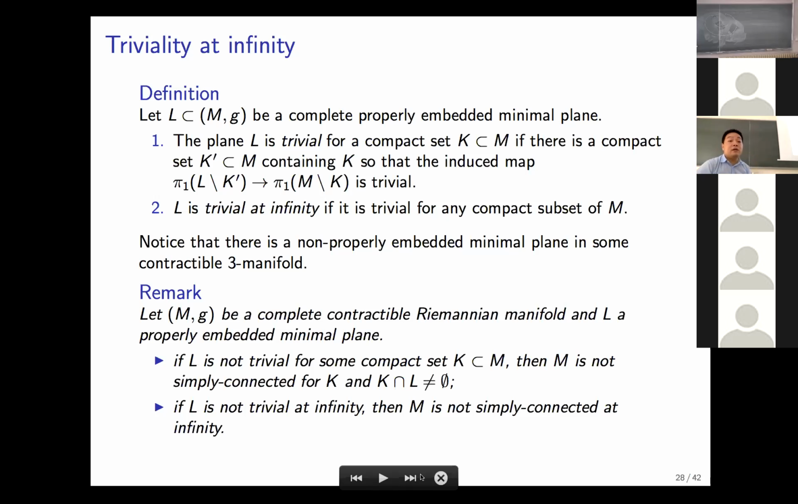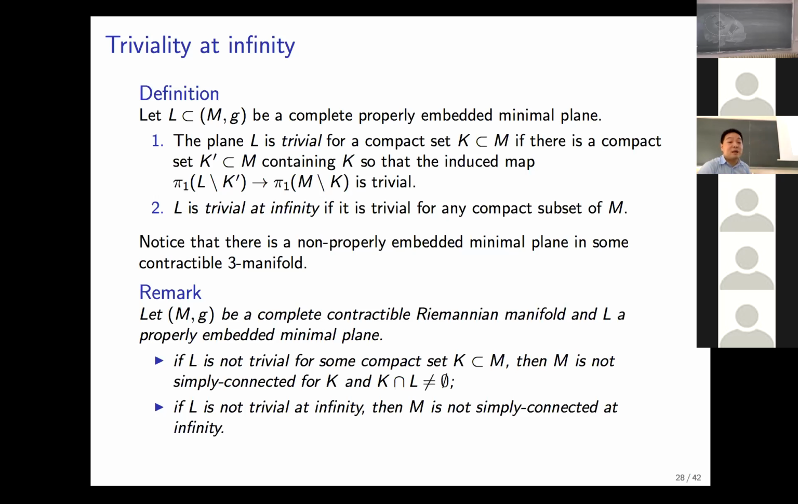Okay, L is trivial at infinity if L is trivial for any compact subset of M. Let me make a remark. There is a long property: an embedded minimal plane in a contractible three-manifold. Actually, in my proof, we will use L to do a surgery. We will cut the three-manifold along L, so we need L to be properly embedded.